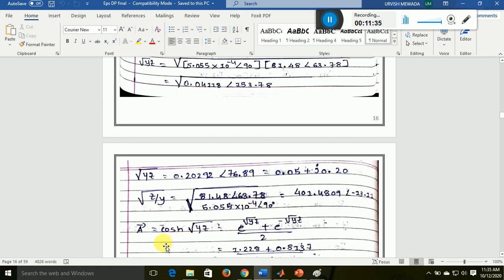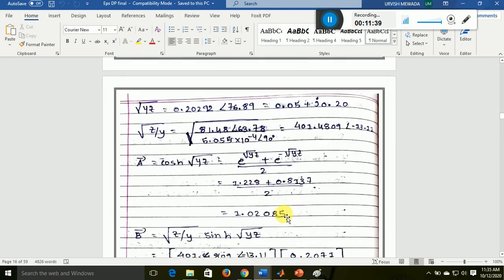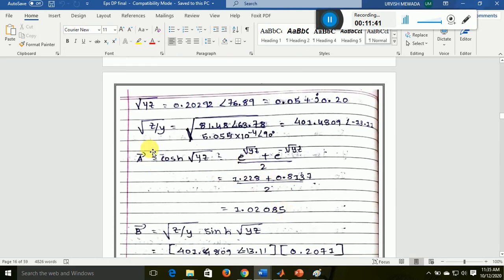So A is equal to cosh under root of yz. We are having all the values. So by putting all the values, we will have the A, that is 1.02085. So we are having the value of e raised to under root of yz and e raised to minus under root of yz. We are having all the values.